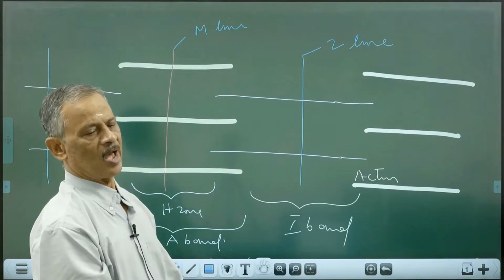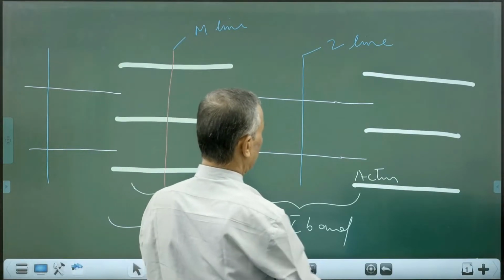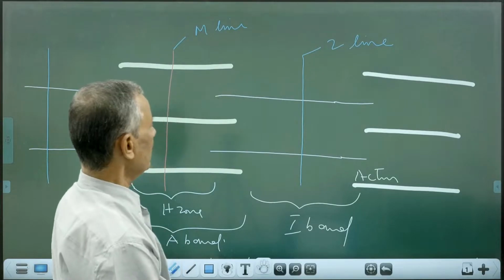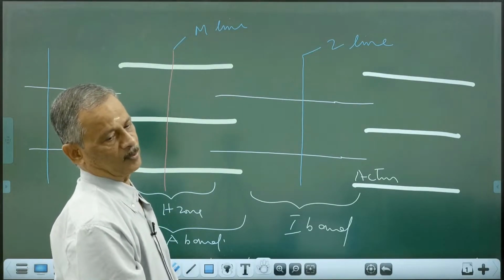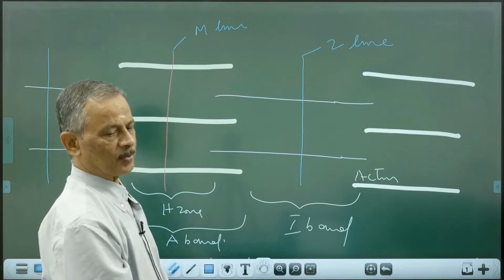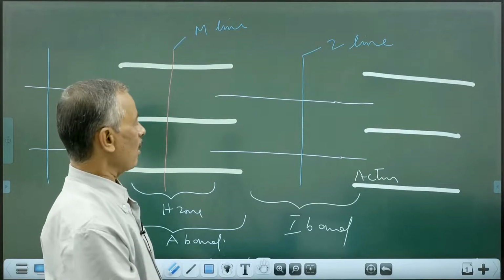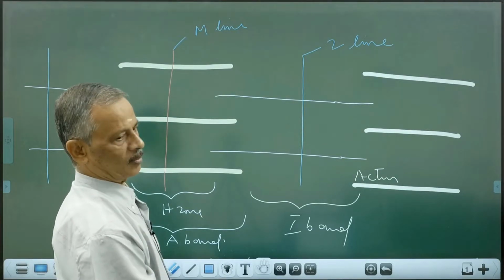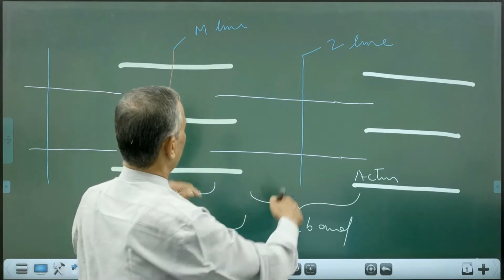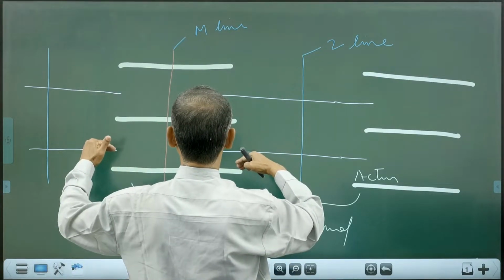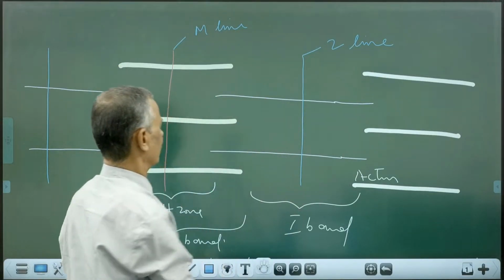M line. Now, in the I band, you are having another filament called thin filaments. Thin filaments are made up of another protein called actin. So it's called actin filaments. And actin and myosin filaments are slightly overlapped at their ends.